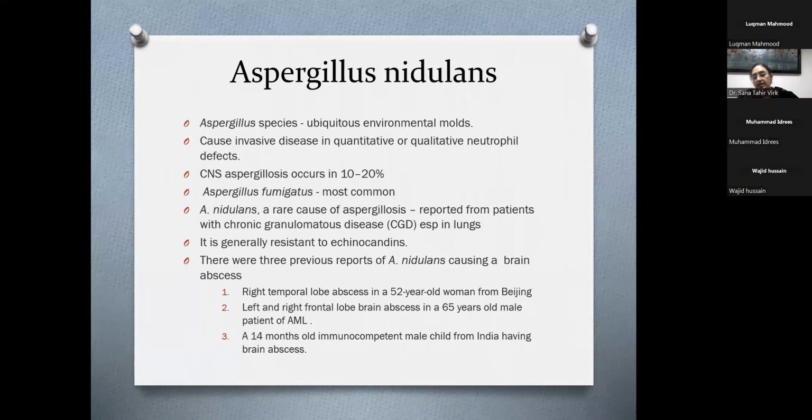Nidulans is typically resistant to echinocandins, and we found only 3 case reports of Aspergillus nidulans causing brain abscess. One is in a 52-year-old woman in Beijing. She had a right temporal lobe abscess, and another a 65-year-old male with AML with left and right frontal lobe brain abscess, and one 14-year-old, 14 months, sorry, immunocompetent male child from India having the brain abscess.